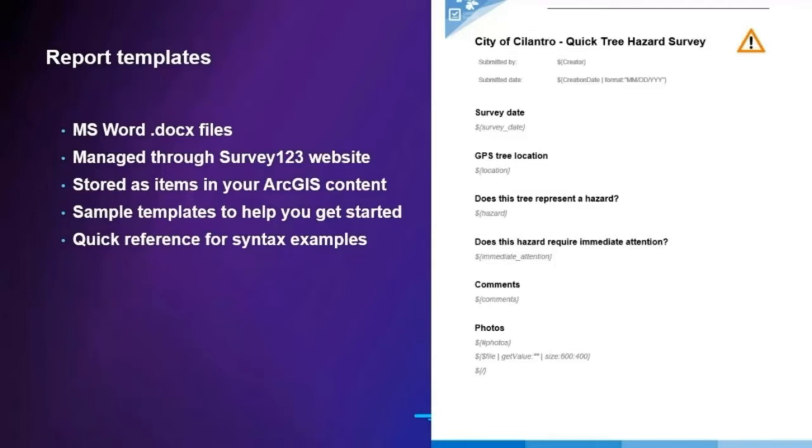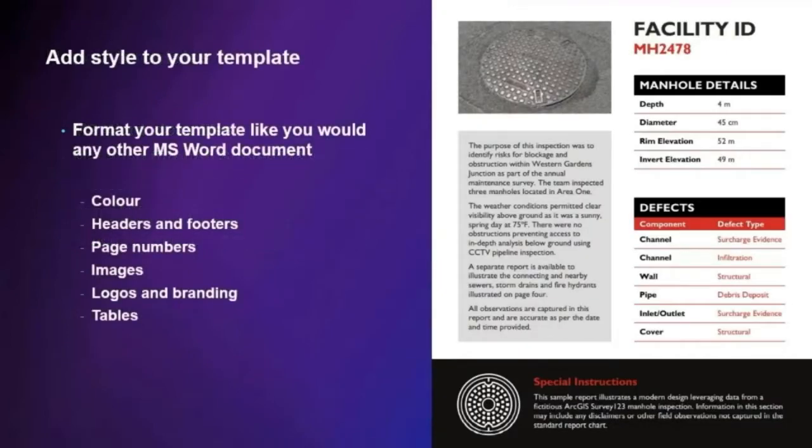Report templates are Microsoft Word docs files, and they are managed through the Survey123 website and get stored as items in your ArcGIS content. The Survey123 website provides 3 different types of sample templates and a quick reference page to help you get started. You can format your template like you would any other Word document, including adding colors, headers and footers, or logos and branding. You can also present your data in tables if you will.